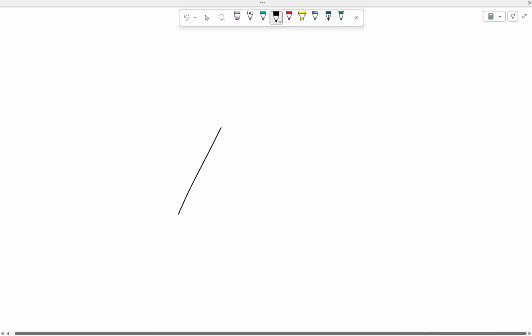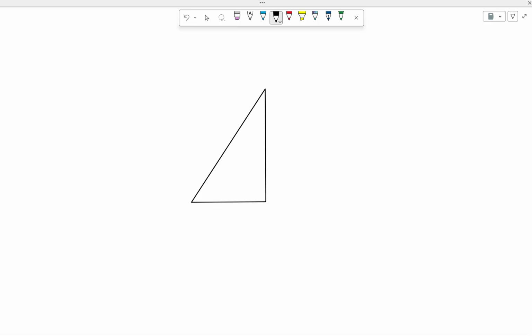Here we go. Oh, goodness gracious. That's such a bad triangle, the software didn't even recognize it. So sad.